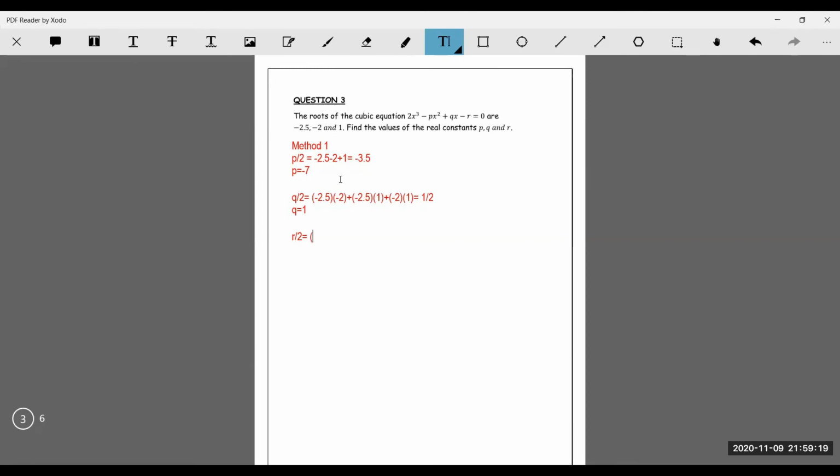The product of the three roots is just negative 2.5 times negative 2 times 1. So we're going to expand these now, and so what we're getting is R over 2 is 5. If R over 2 is 5, then R, multiplying through by 2, is equal to 10. So those are the values of P, Q, and R. P is negative 7, Q is 1, and R is 10.